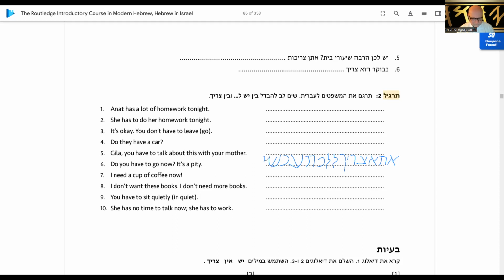Akshav. עכשיו. Akshav. Yeah, okay. And this has a strange... That's got to be a vet or a vav rather. Akshav. עכשיו. Akshav. Okay, so ata zarich leleket akshav. So you have to go now, and there's like a question. It's assumed a question mark. And then what's this? It's a pity.